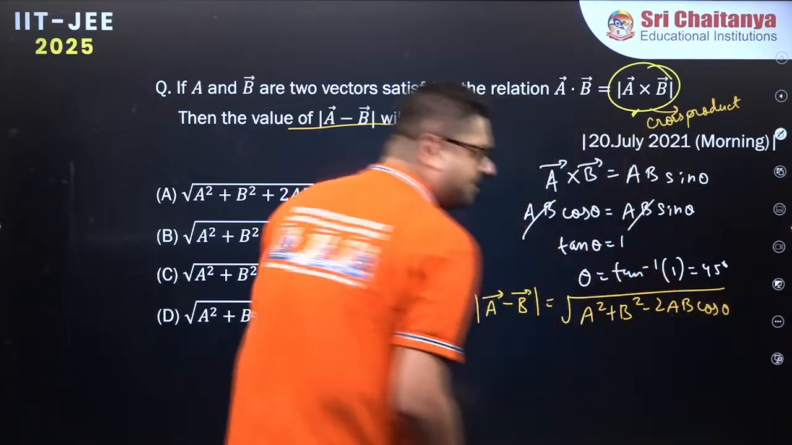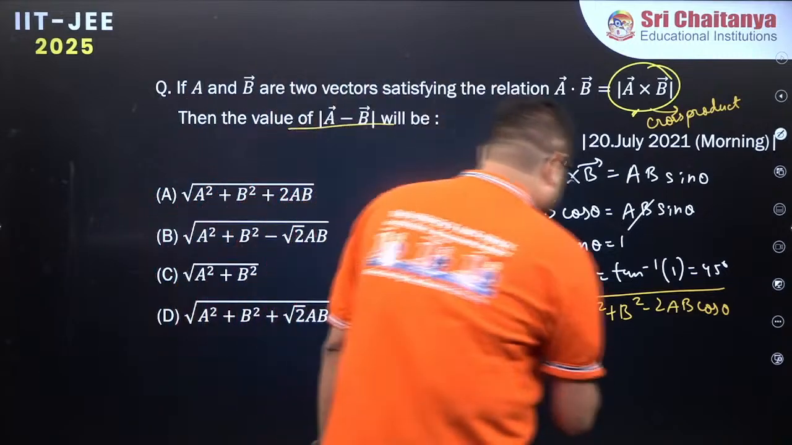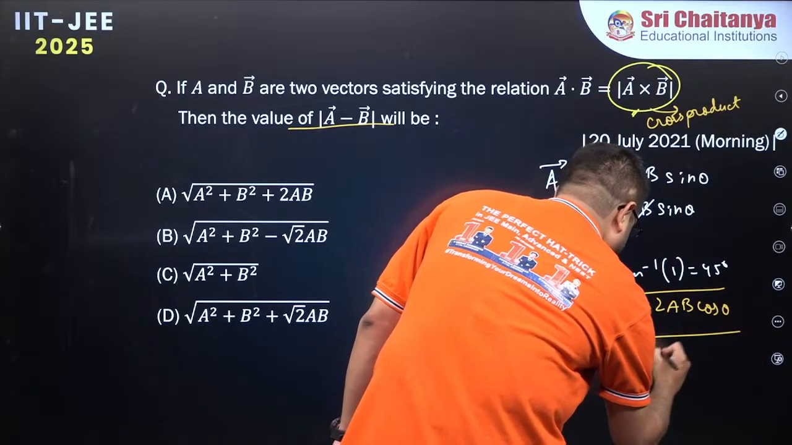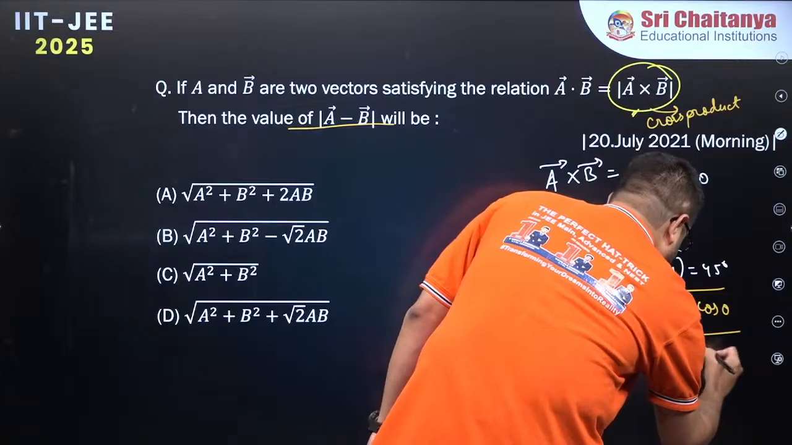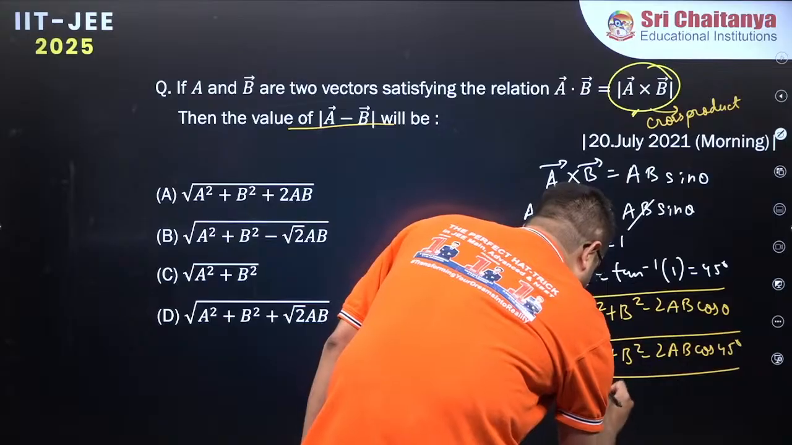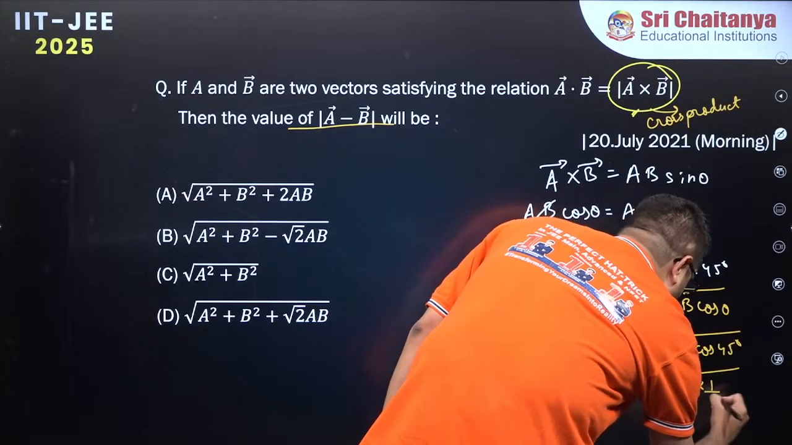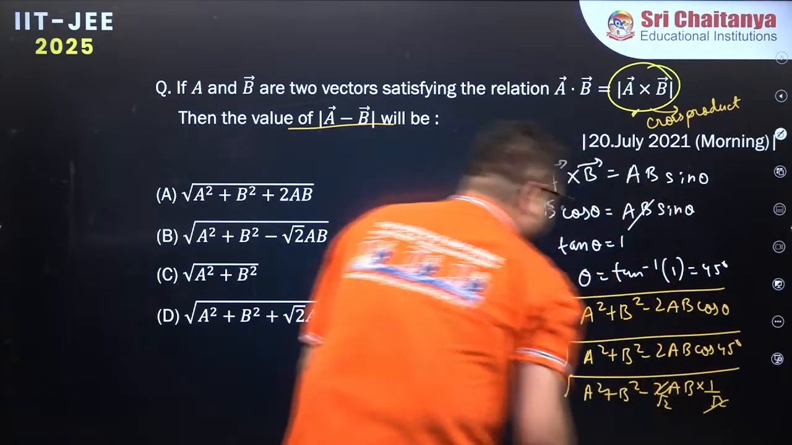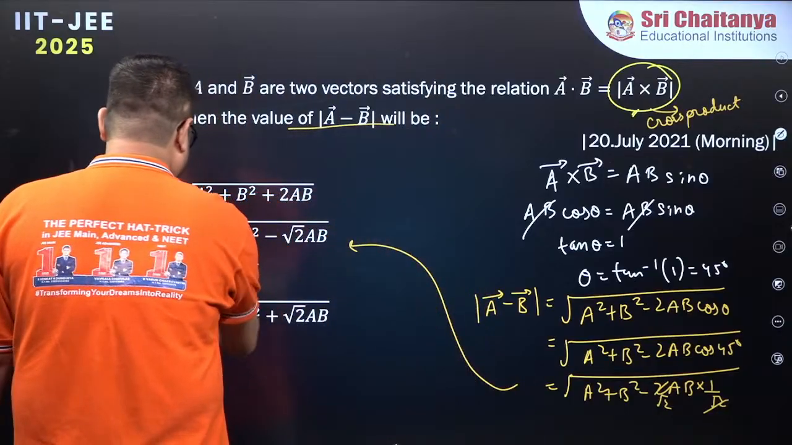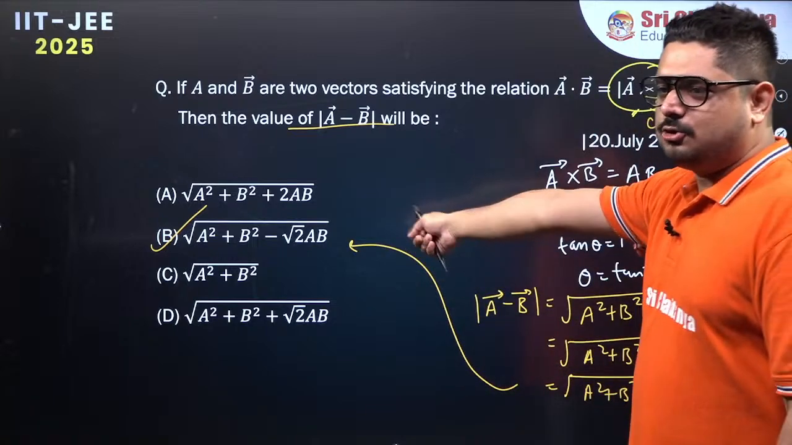Theta over here is 45 degrees. Put the value of theta as 45 degrees over here. So what will I be getting? That is going to be A square plus B square minus 2AB cos of 45. So that is going to be square root of A square plus B square minus 2AB by 1 by root 2. So root 2 times root 2 is 2, isn't it? So I will be getting the final answer over here as this, that is A square plus B square minus root 2 into AB. I hope you got it.